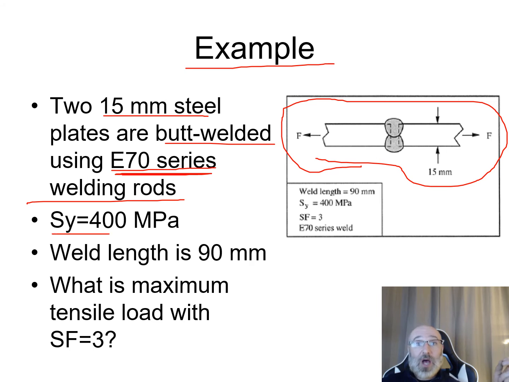They give us our Sy, and this is 400 MPa. They give it to us in our diagram as well. They tell us our weld length here is 90 millimeters, and they also tell us that we have a safety factor of 3, and with that safety factor of 3, they want us to calculate what is the maximum tensile load.